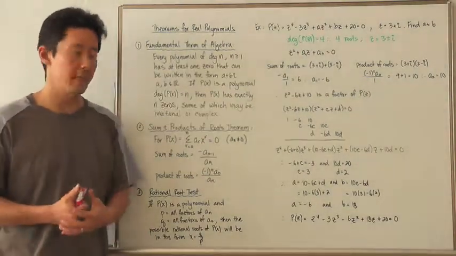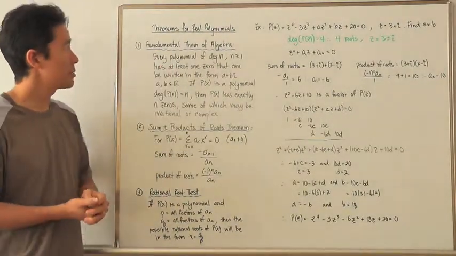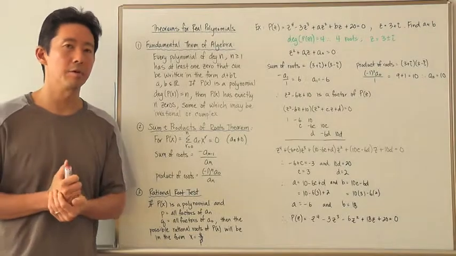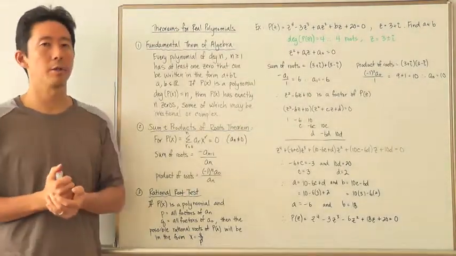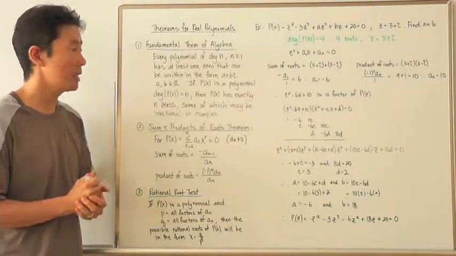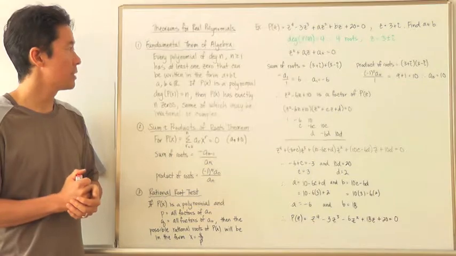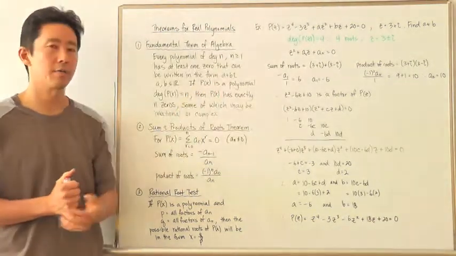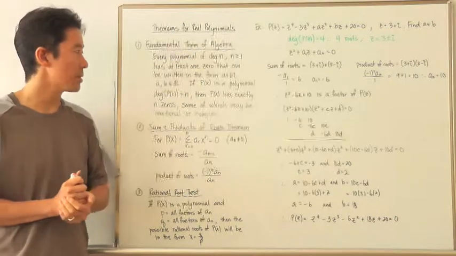Hello everyone, let's go ahead and take a look at theorems for real polynomials. The first one that we have is called the fundamental theorem of algebra. Basically what it says is that if we have a polynomial of degree n, where n is greater than or equal to 1, this polynomial has at least one zero that can be written in this complex form a plus bi, where a and b, of course, are real numbers.